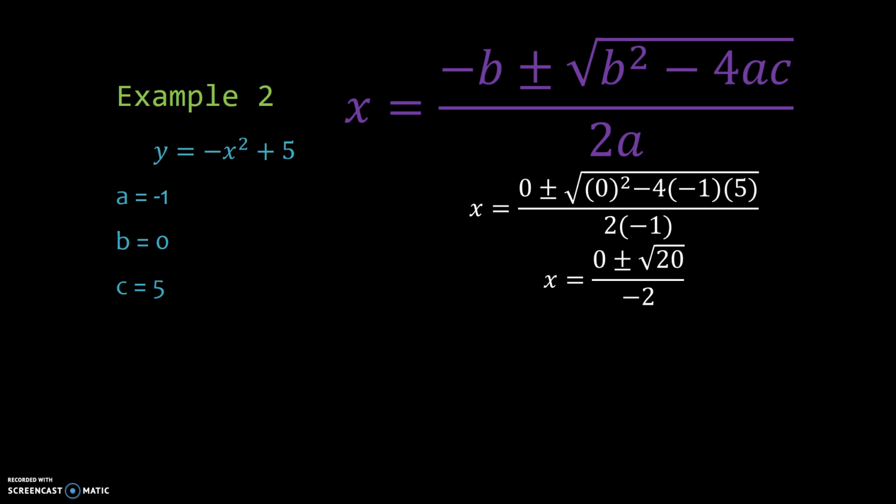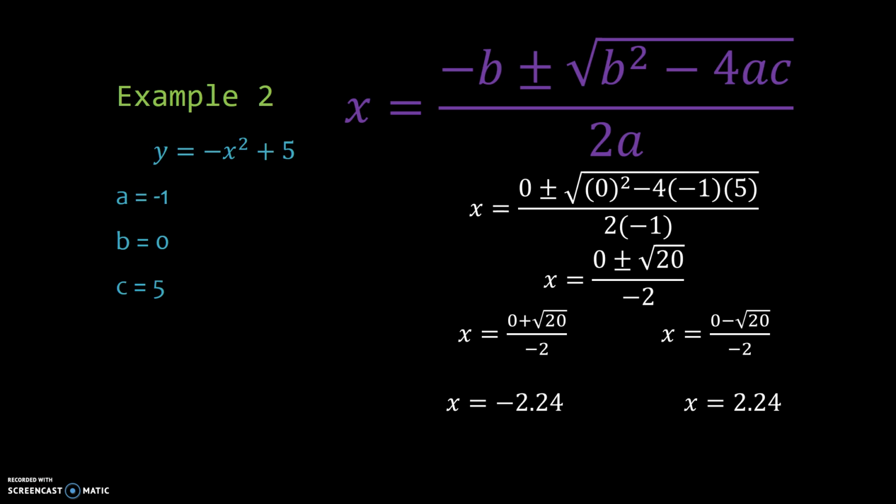Since we have two fractions, one with plus and minus, we're going to split it up. I got 0 plus the square root of 20 divided by negative 2, and 0 minus the square root of 20 divided by negative 2. So you're going to do 0 plus the square root of 20 in your calculator, get an answer, divide by negative 2. Do 0 minus the square root of 20, and then divide by negative 2. So we get the answers of negative 2.24 and a positive 2.24.